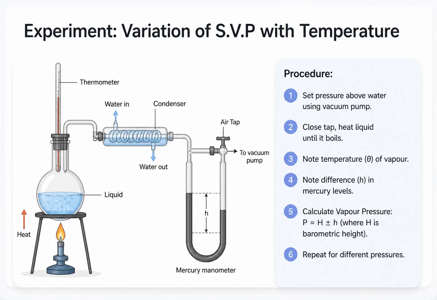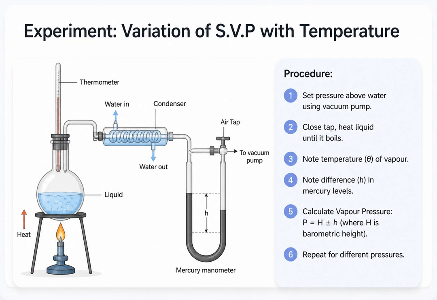To verify this exponential relationship experimentally, we use a specialized setup. We place a liquid in a flask connected to a condenser, a thermometer, a mercury manometer, and a vacuum pump. First, we use the vacuum pump to set the pressure above the liquid to a desired value, then close the tap. We heat the liquid until it boils.